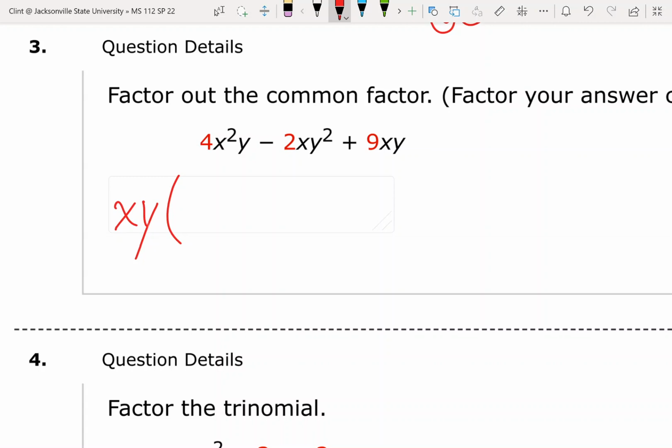So we had 4x squared y. We're for sure going to have the 4 left. We took 1x out, so we'll have 1x left. We took the y out, so we're finished on that one. The next part, we have the minus 2. We took 1x out, and we took 1y out, so that will leave us with 1y. And then on the last one, we'll have the plus 9. We took the x and the y, so that's all we have left on that one. Yep, that's it. They just said factor out the common factor, and that's all we have to do.